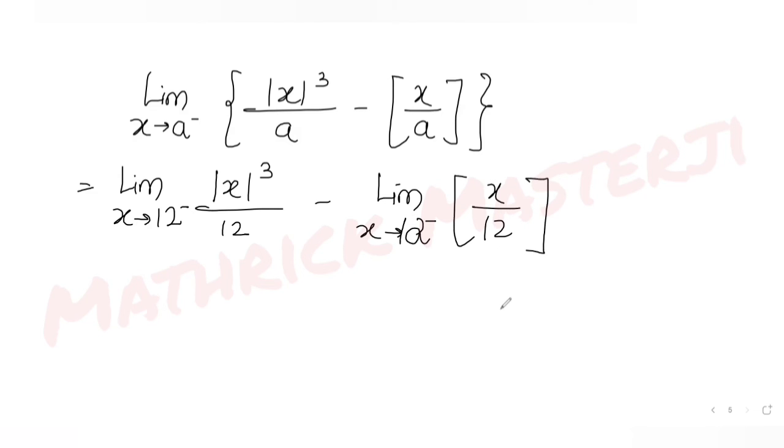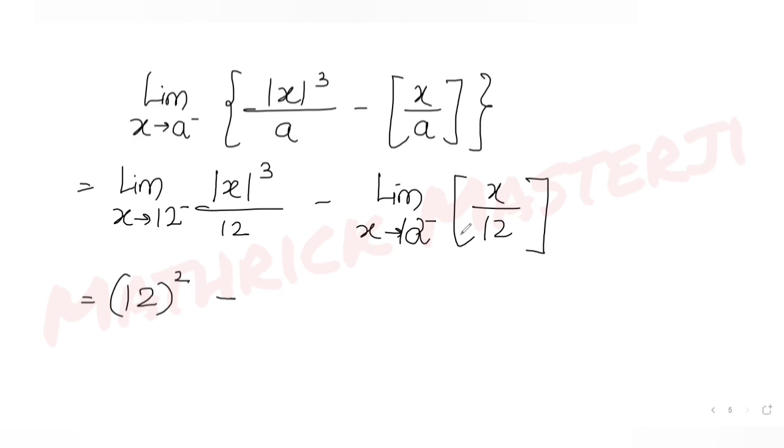That's the greatest integer function value. X tending to 12 minus means it's just less than 12. So when it's just less than 12, mod of x cube means mod of 12 cube divided by 12. So 12 will get cancelled and you will have 12 square left.